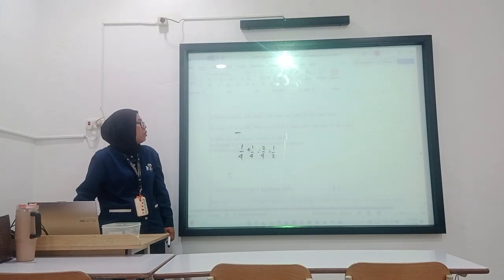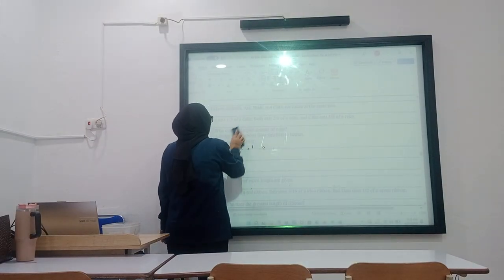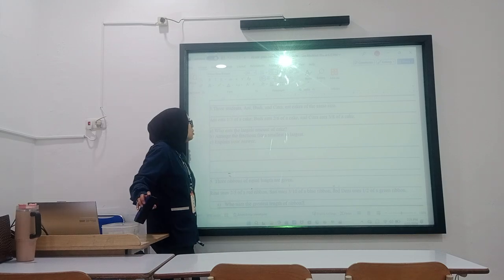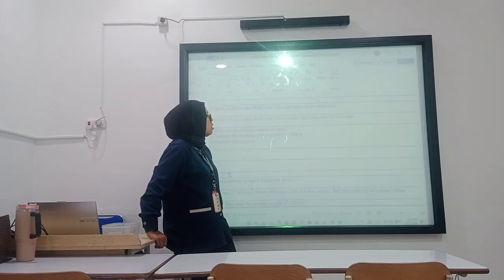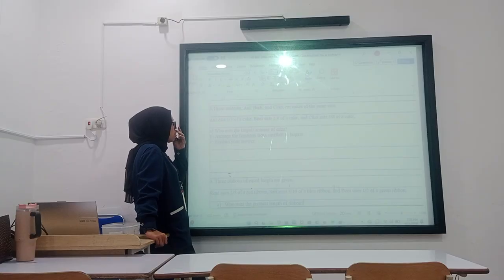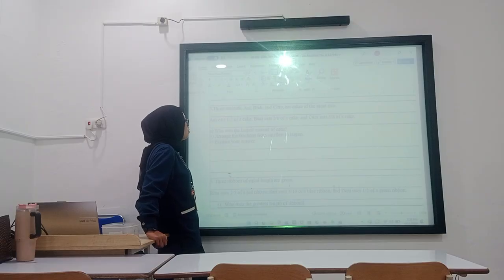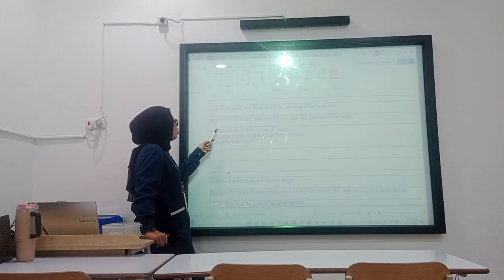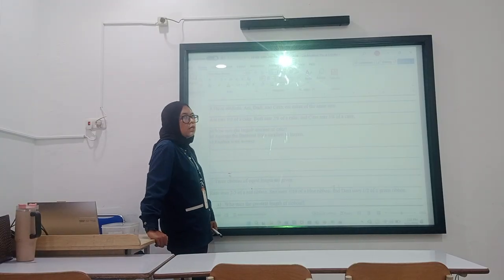Next number, 3 students, Ani, Budi, and Citra eat cakes of the same size. Ani eats 1/3 of the cake, Budi eats 2/6 of the cake, and Citra eats 3/8 of the cake. Who eats the largest amount of cake? And arrange the fractions from smallest to largest, explain your answer. The one that eats the largest amount of cake is Citra, 3/8. The order is 1/3, then 2/6, and after that 3/8.